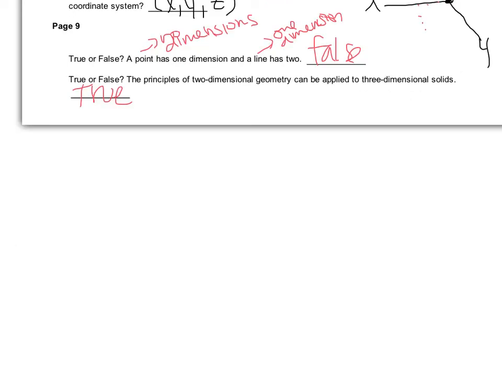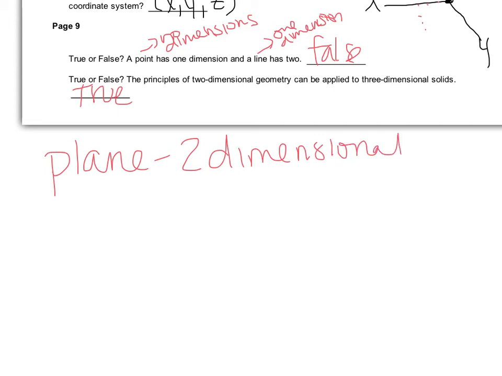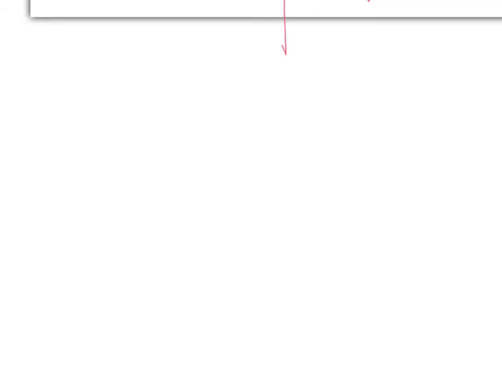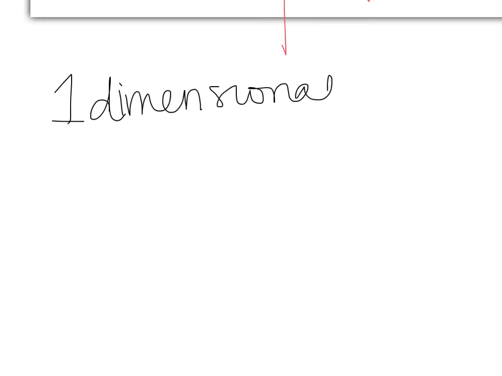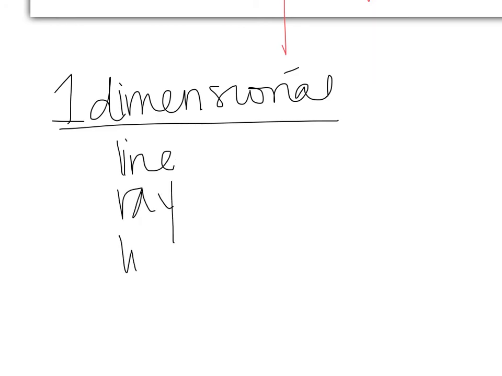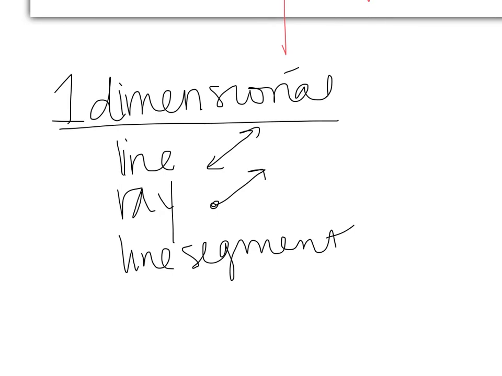A couple other things you want to write down that you need to recall is that a plane is 2-dimensional. That's the x and the y axis like we've been graphing. And the last thing is that anything that's 1-dimensional would be a line, a ray, a line segment, because all of these are just different types of lines. Recall, a line goes on forever and ever, a ray goes forever in one direction, and a line segment just has stopping points, but they're all just 1-dimensional.